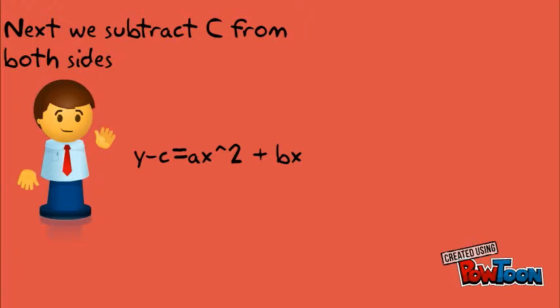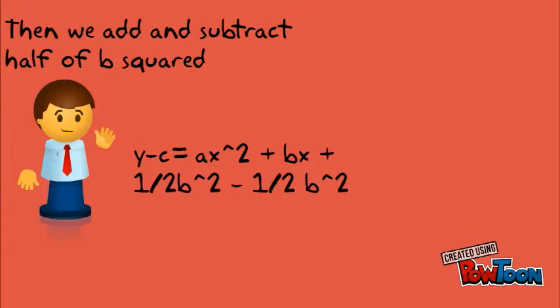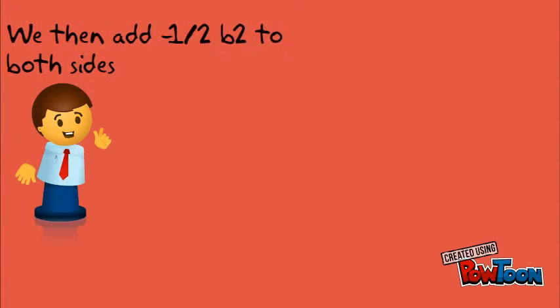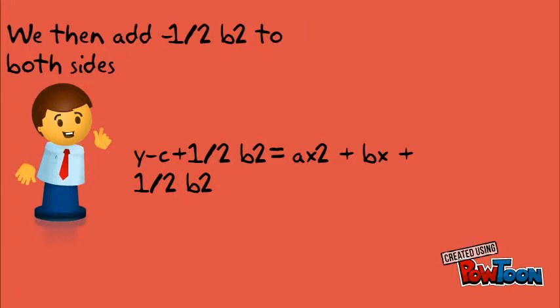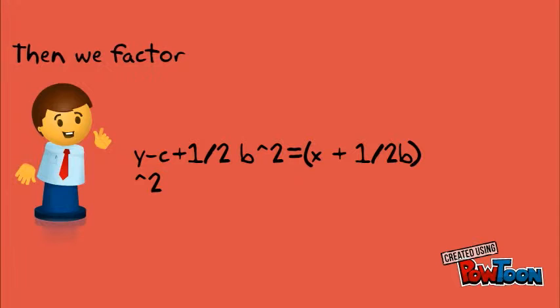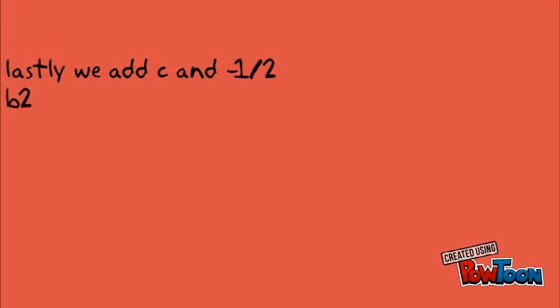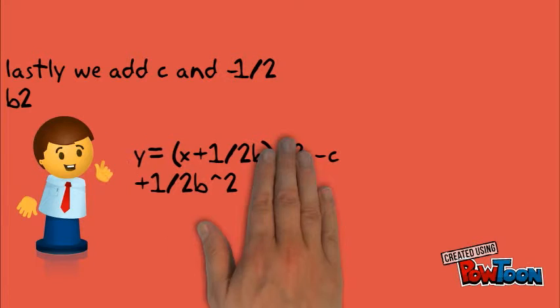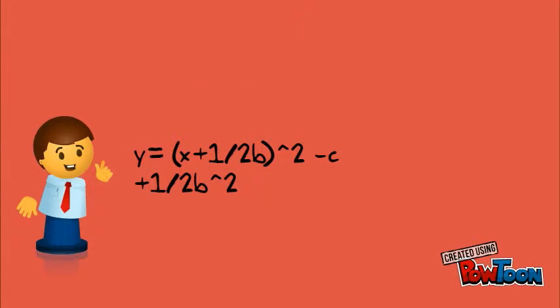Next we're going to subtract c from both sides. And then we're going to add and subtract half of b squared. Then we add half of b squared to both sides, and that's our equation. And then we factor it. Lastly, we're going to add c and negative half of b squared to both sides, and that'll give us our final equation.